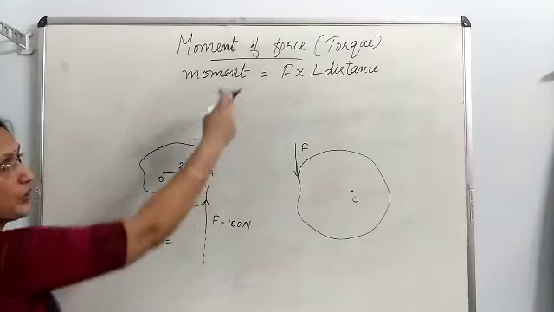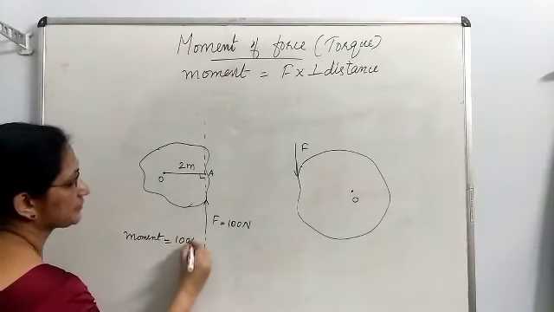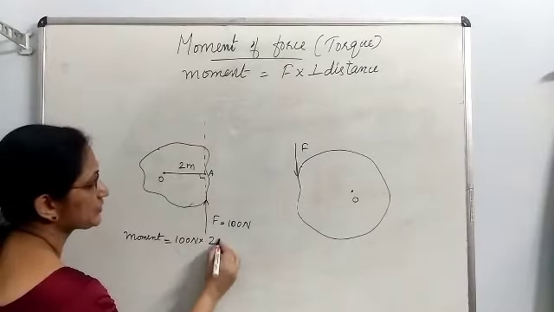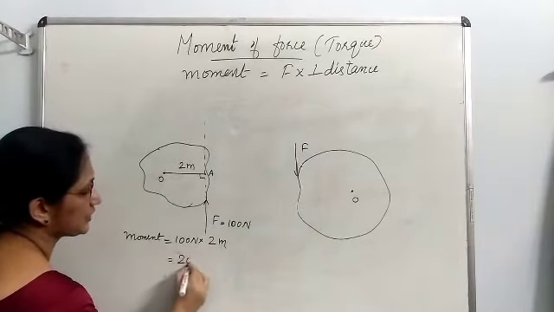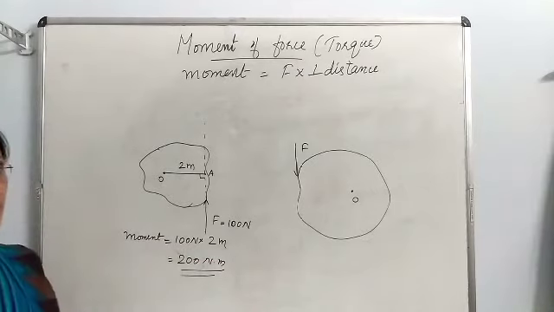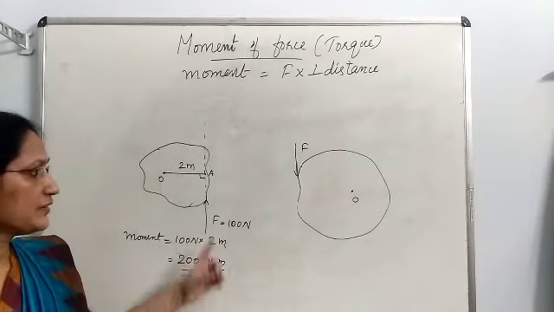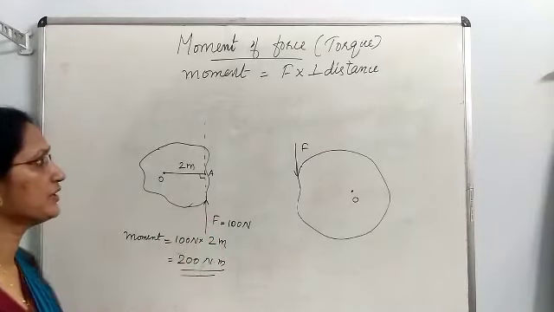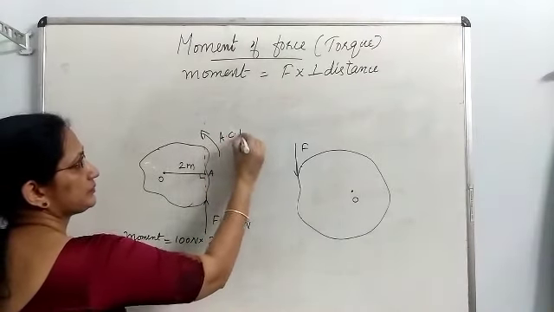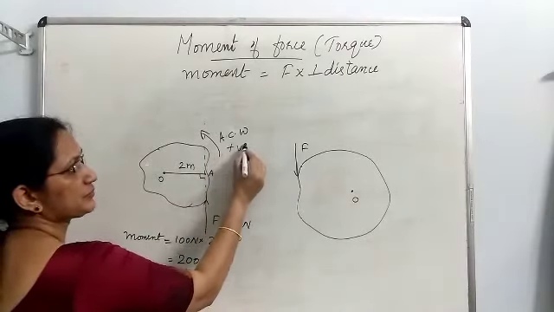Moment is equal to force into perpendicular distance. Force is 100 Newton into perpendicular distance is 2 meter. So 200 Newton meter is the moment. Then moment is a vector quantity. In this example, the body will turn in anti-clockwise direction. Anti-clockwise moment is considered as positive.